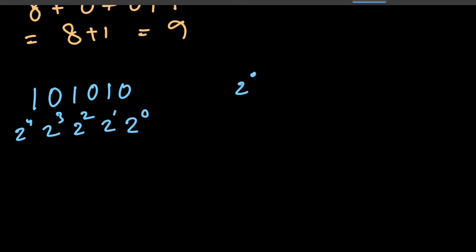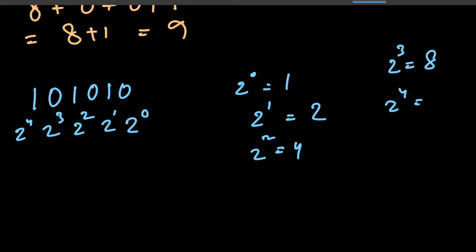So 0th power of 2 is equal to 1, 1st power of 2 is equal to 2, 2 squared is equal to 4, 2 cubed is equal to 8, 4th power of 2 is equal to 16, 5th power of 2 is equal to 32.